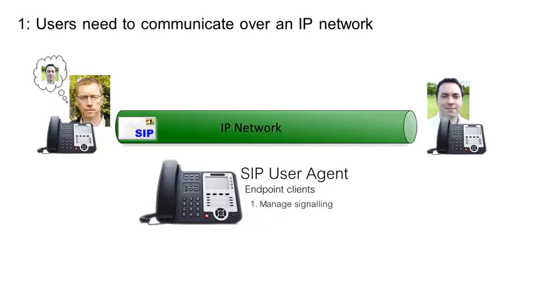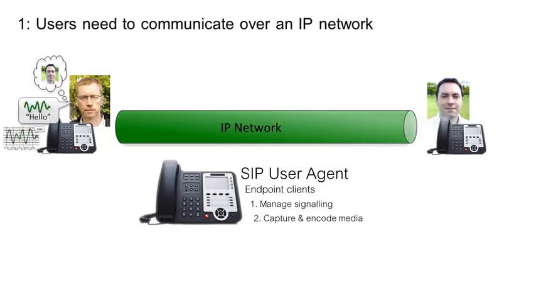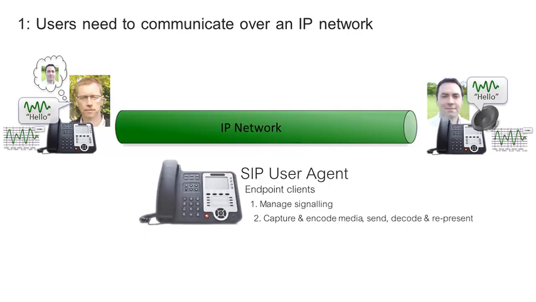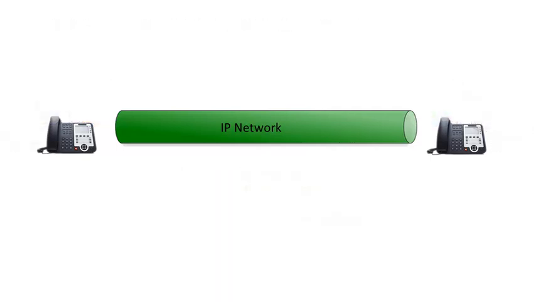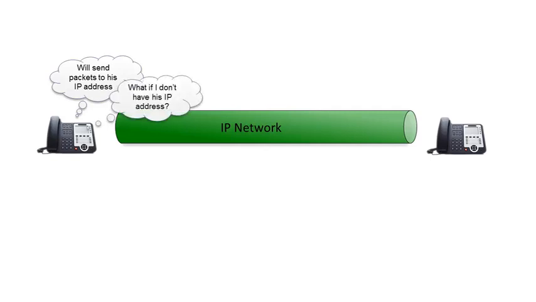First, it takes care of signalling to alert the other party. And second, it captures and encodes media and sends out the encoded data over the IP network. The user agent on the other side receives and decodes the media and represents it to the user. Now, like all IP devices, user agents send IP packets to an IP address. But what if the user agent doesn't have the other guy's IP address?